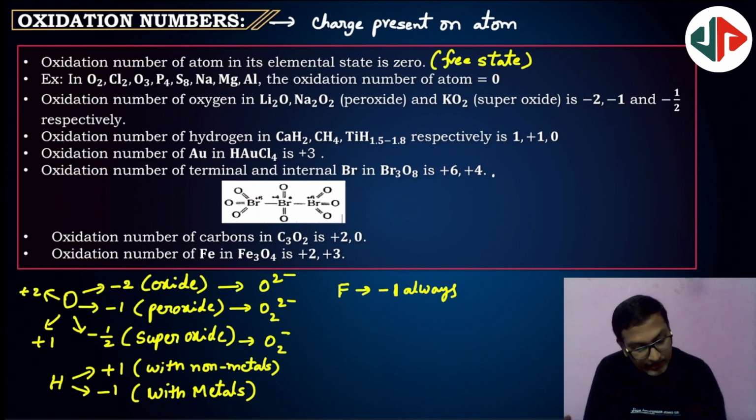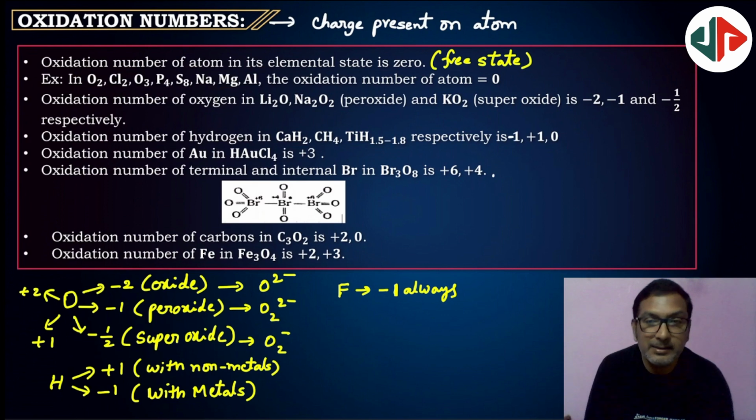Next, hydrogen combining with a metal, as in CaH2, is therefore -1: Ca is 2+ and hydrogen is -1. Hydrogen in such compounds should be -1. Next, CH4, where it is combining with a non-metal, is +1. Next, these are interstitial compounds, therefore the oxidation state is 0.